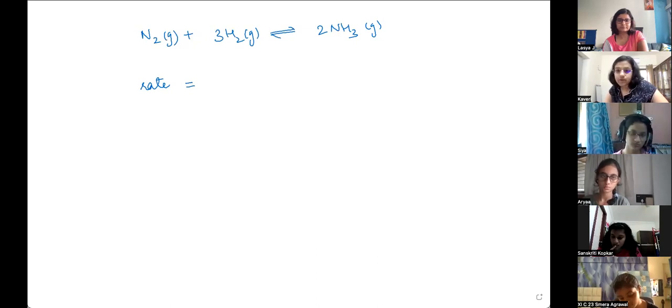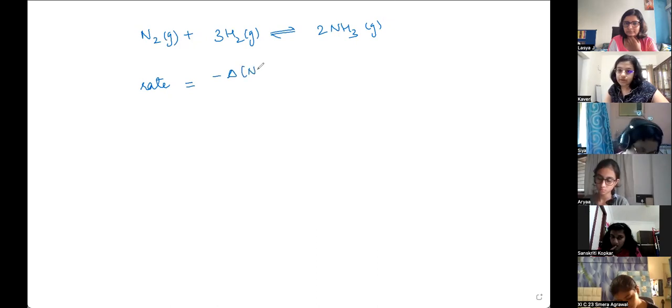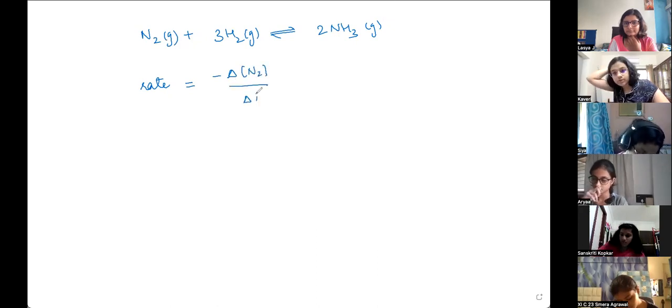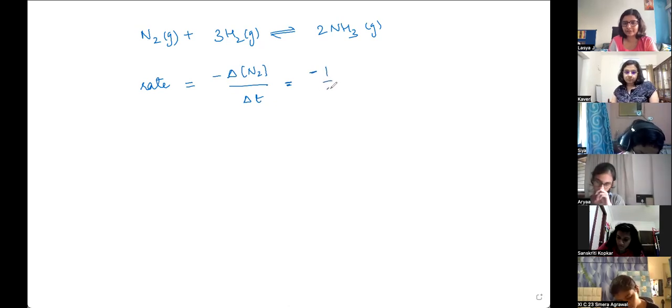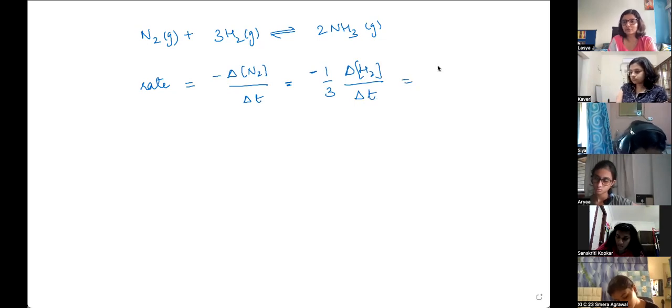Minus delta N2 by delta T is equal to minus 1 by 3 delta H2 by delta T is equal to 1 by 2 delta NH3 by delta T. So for reactants there should always be a minus sign, and if there's a stoichiometric coefficient, you need to divide. So minus 1 by 3 delta H2 by delta T, which will be equal to plus half delta NH3 by delta T.